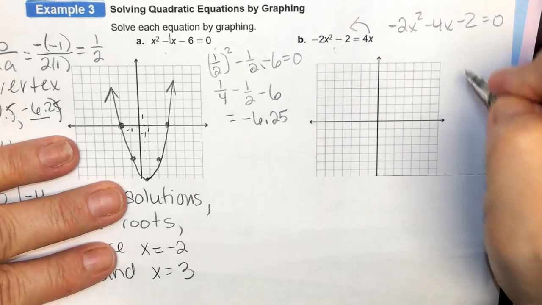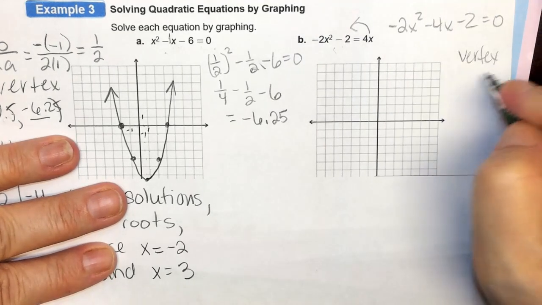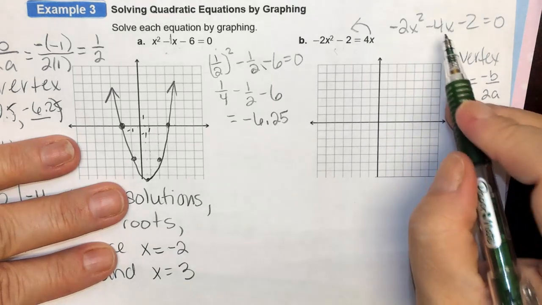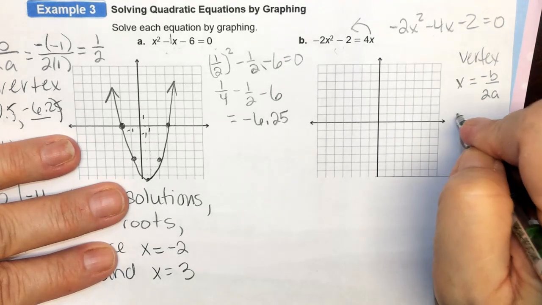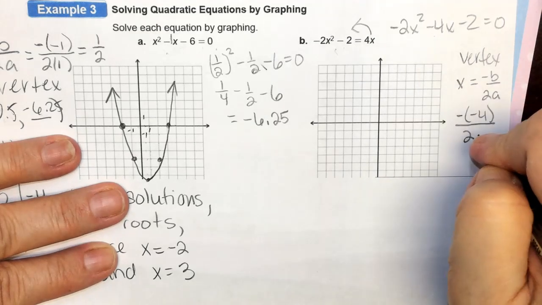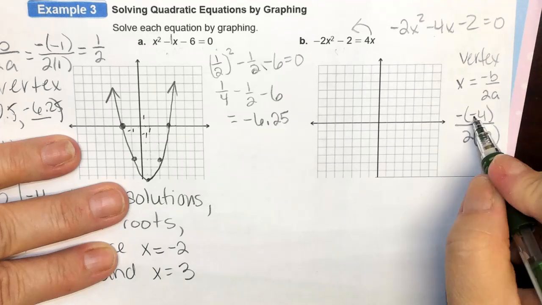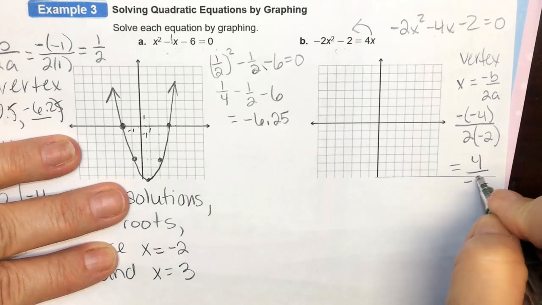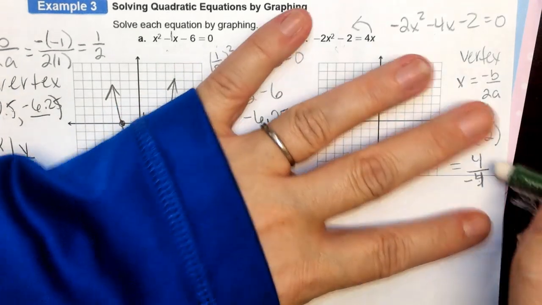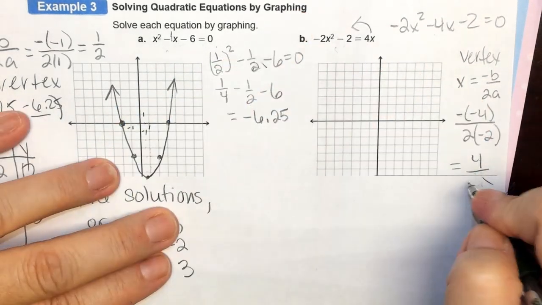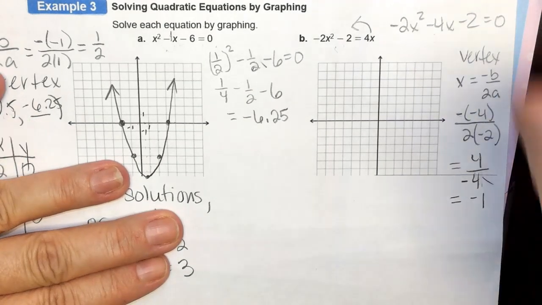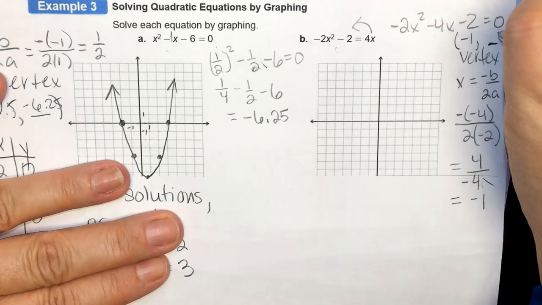All right, so we're going to find our vertex. Remember we find our vertex by doing -b over 2 times a. So what is our b value? It is -4. So we got -4 over 2 times our a value, which is -2. So -4 gives us positive, and we get a -4. So 4 divided by -4 does give us -1. So right now we know our vertex is -1 comma something.